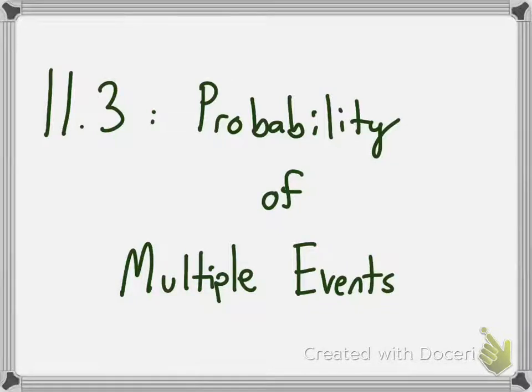Alright everyone, in section 11.3 we're going to be moving back to probability and stats for a little bit. In this section we're going to talk about the probability of multiple events, so adding and multiplying probabilities. This stuff can get a little bit confusing, but keep in mind this is all a review from last year in geometry. So just be confident with it.